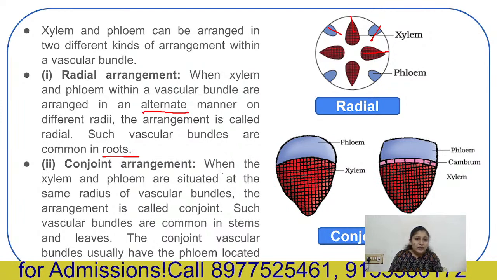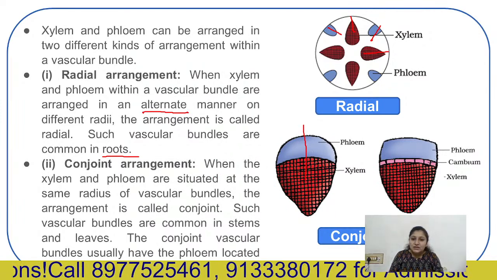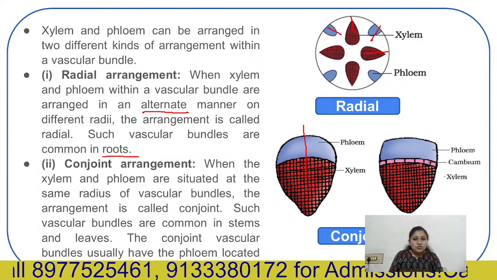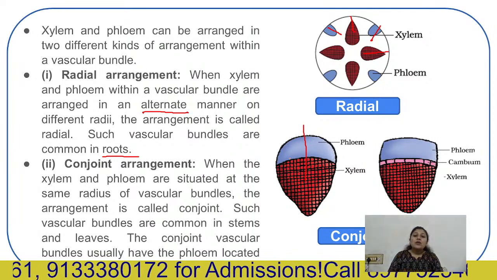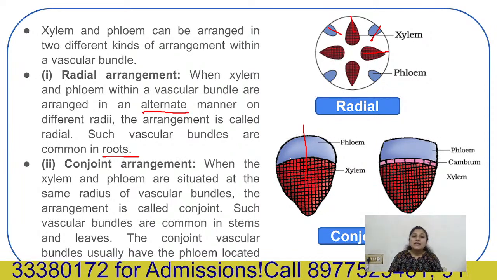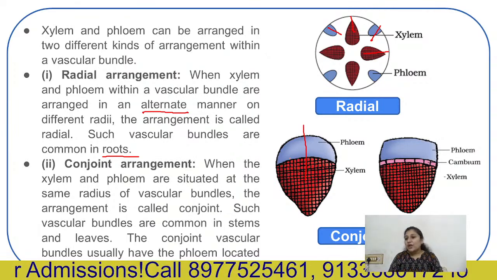Conjoint: when the xylem and phloem are situated on the same radius, not in an alternate manner, it is known as conjoint. In the same way, conjoint can be divided into two types, closed and open, on the basis of the presence of a cambium ring.